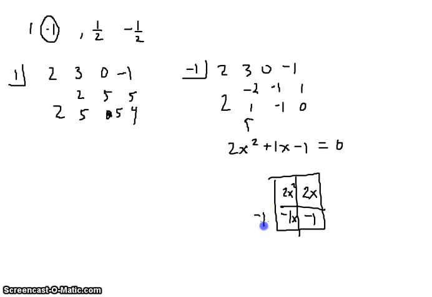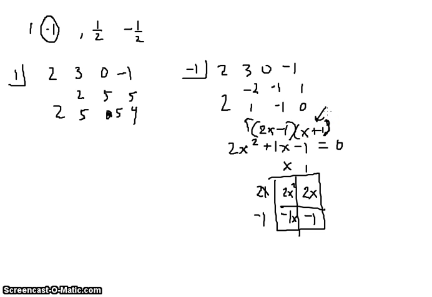So this has a negative 1 in common. This has a 2x. This has a 1 in common. This has an x. So this factors into 2x minus 1, x plus 1.